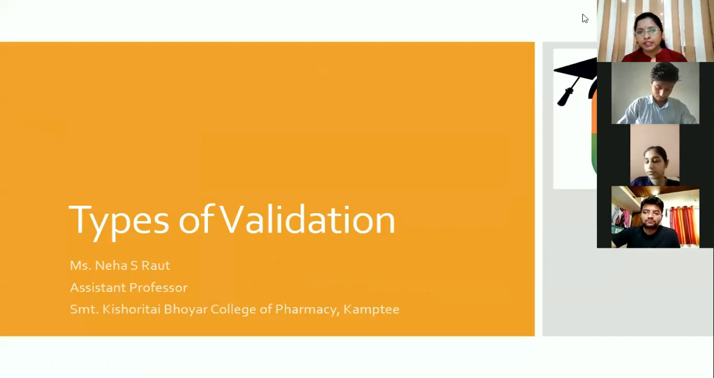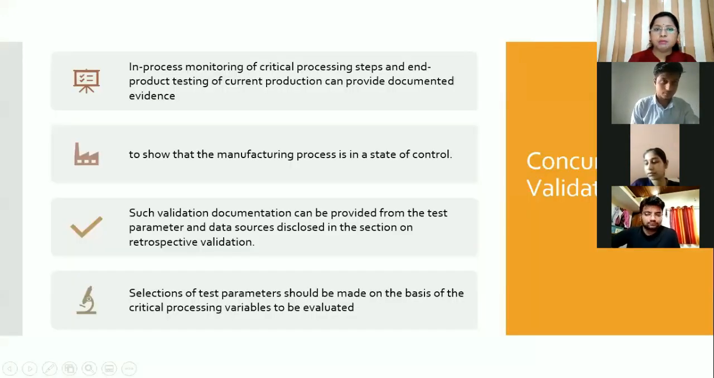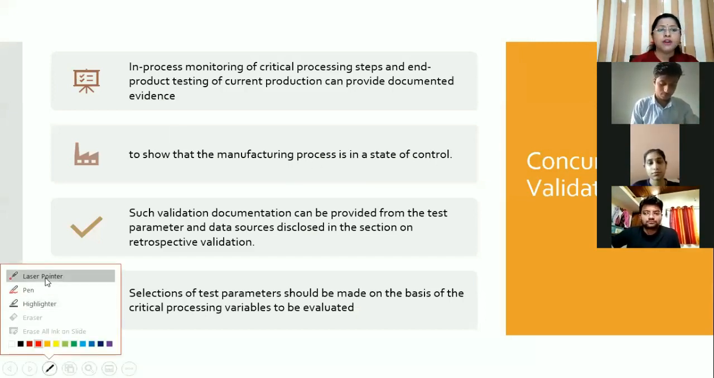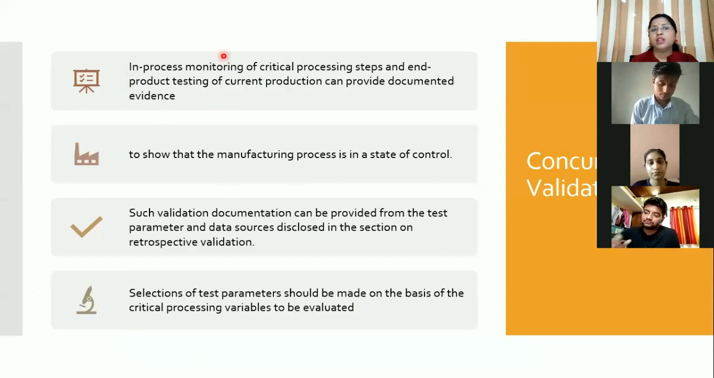So now we will see the different types of process validation, the remaining types. The first one is concurrent validation. When I say concurrent validation, it's for the in-process, as well as the process that's going on. So we can say specifically it is for monitoring of the in-process parameters, the in-process monitoring of critical processing steps, that is CPS again, or critical processing parameters, and end product testing of the current product.